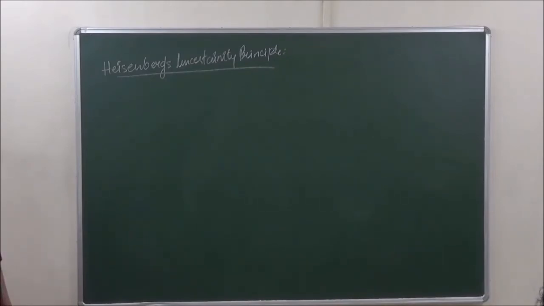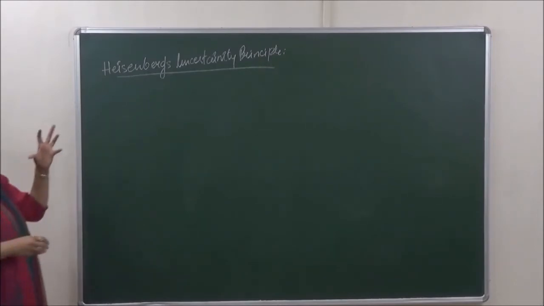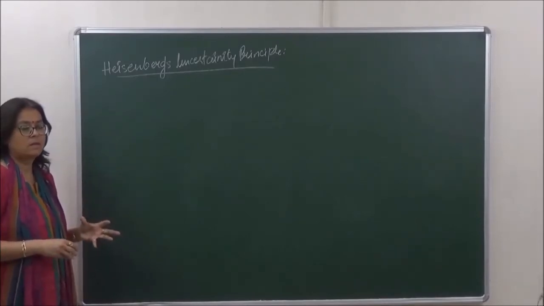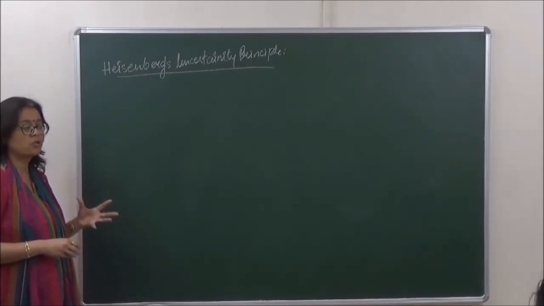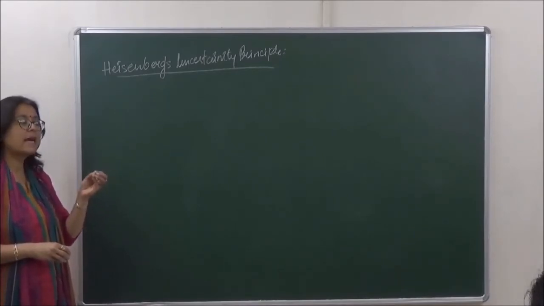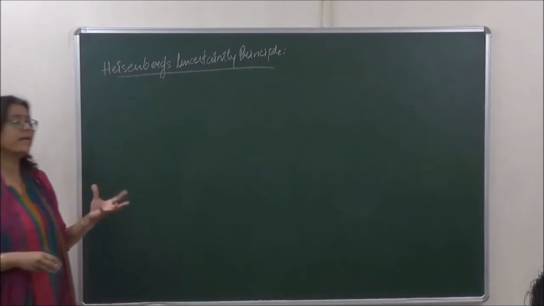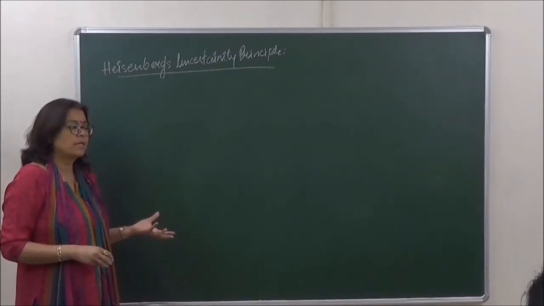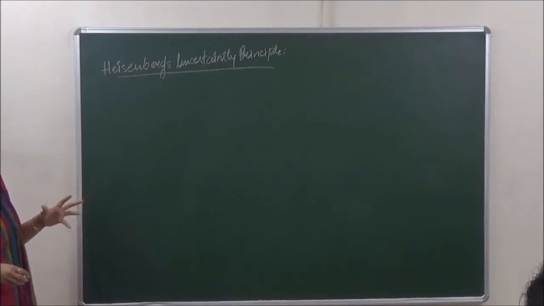If the energy is going to be low, what can we calculate very effectively? Position. We can calculate the position. But if the value of lambda is very short, the energy becomes very high. So when we are trying to calculate the velocity, we will not be able to calculate the position. That is what Heisenberg's uncertainty principle said.